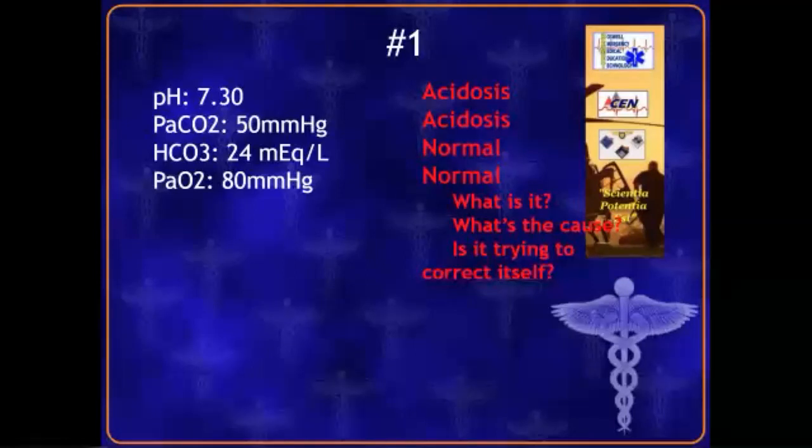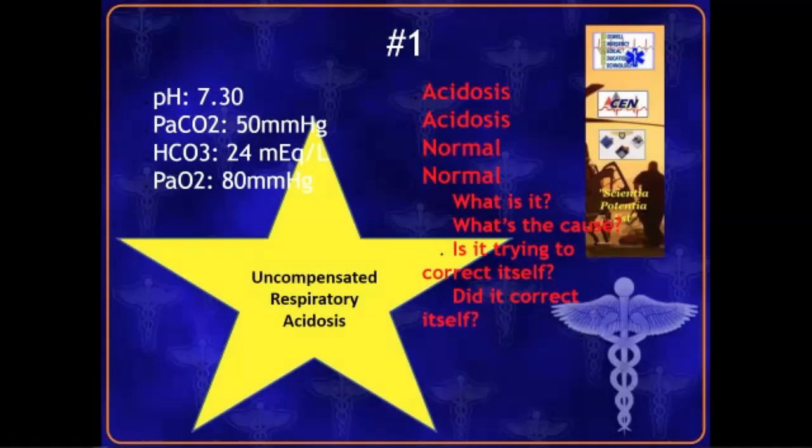Remember, the other system has to start to change to compensate. In this case, it's not changing. It's still between 22 and 26. And of course, the last question is, has it compensated? Well, we already know the answer to that, but we want to build our pattern. So we go back to the pH and say, is the pH normal or not? The pH is abnormal, so it's not a compensated state. So now we know everything we need to know to have the full answer for this. So this is an uncompensated respiratory acidosis.